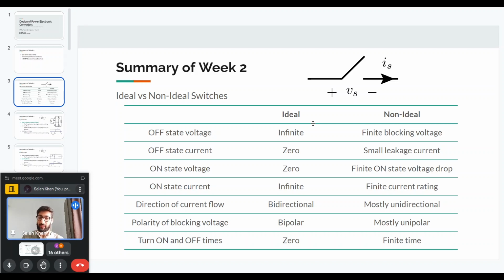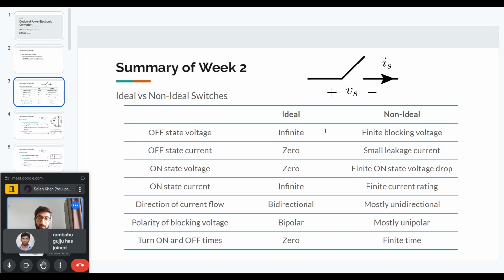In real life, we don't have any ideal switch. So we have certain limitations to the practical switches that are available to us. First of all, they cannot block an infinite amount of voltage. If we increase the voltage blocking capability, then it will create some other problems. It will create a larger on-resistance. It will create more switching losses. So, in practical situations, we are limited in how much voltage we can block. Similarly, when the switch is off, it will allow some leakage current, even though it is off.